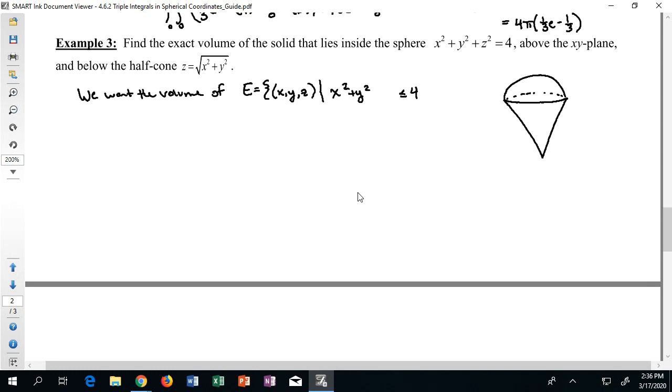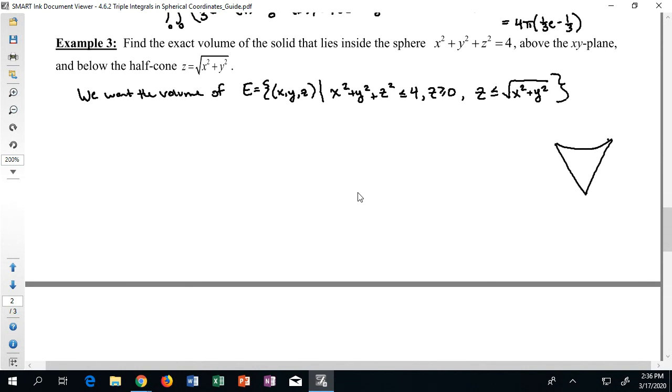Let me rewrite my z squared there. It looks a little ugly. We could also have the case that z has to be greater than or equal to 0, because we have to be above the xy plane. I'm going to redraw this picture in just a moment. And then the last thing that we would want is to be below this cone. That would mean that I'm equal to the cone, that I'm on it, but I'm okay if I'm less than it. And again, I'll redraw a picture of this cone down here.